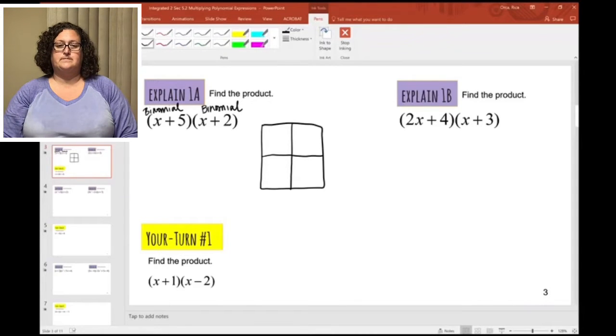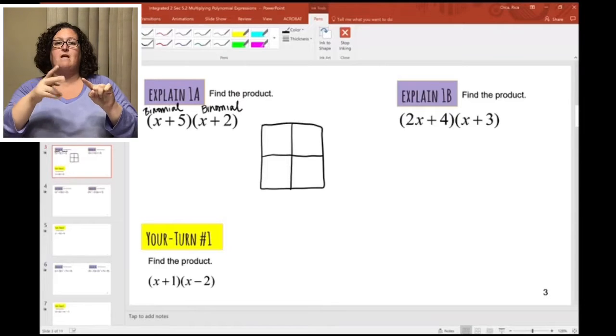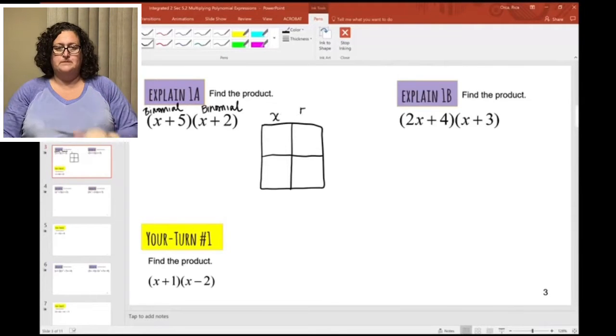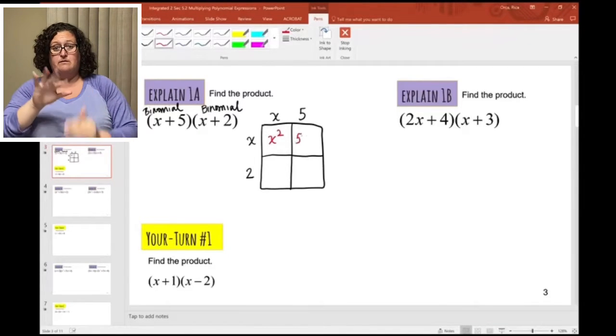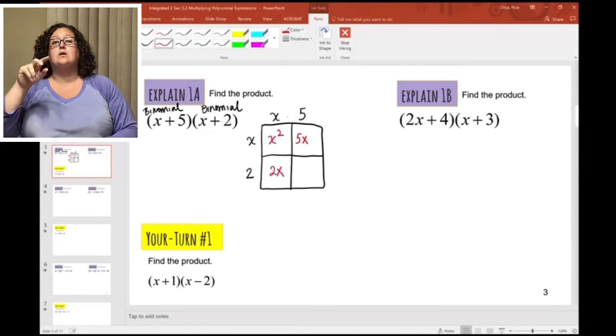At the top of my box, I want to write out my first binomial. So I have x and 5. On the left side of my box, I want to write out my second binomial, which is x and 2. Now let's fill in our box. We know x times x is x squared. X times 5 is 5x. 2 times x is 2x. And 2 times 5 is 10.